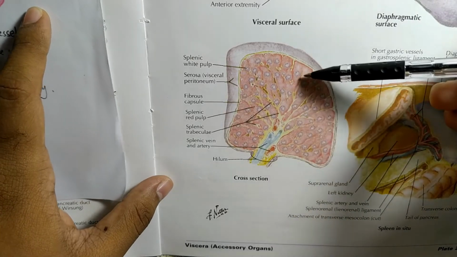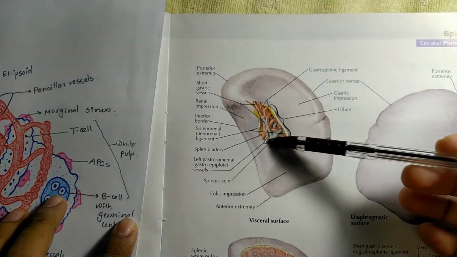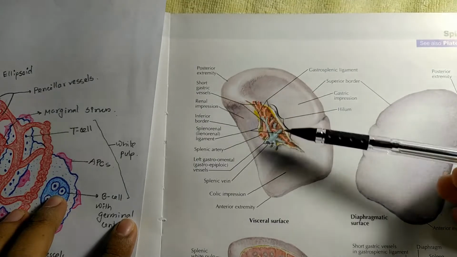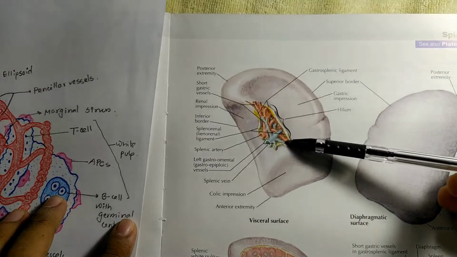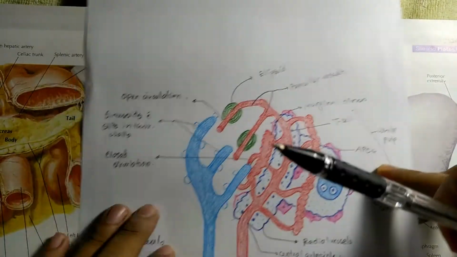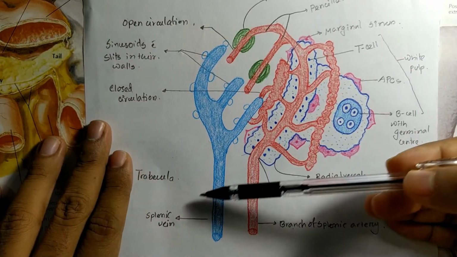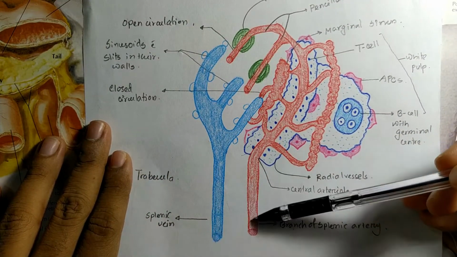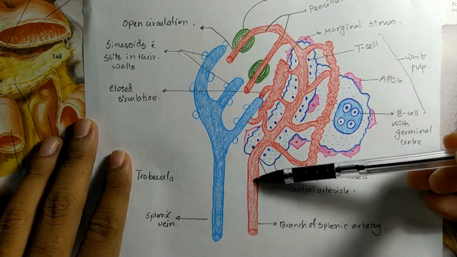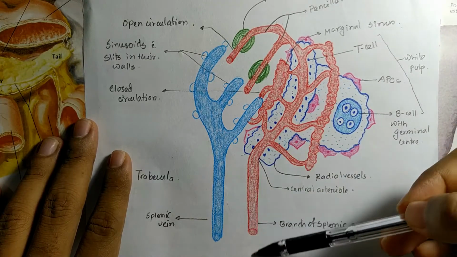Okay, so here this is called the splenic hilum. The splenic hilum contains the splenic artery and their branches, and the splenic vein and their draining areas. Okay, ultimately, you can say this is the splenic hilum. So when this splenic artery enters into the parenchyma, it is called the branch of the splenic artery. That means this is a splenic artery.